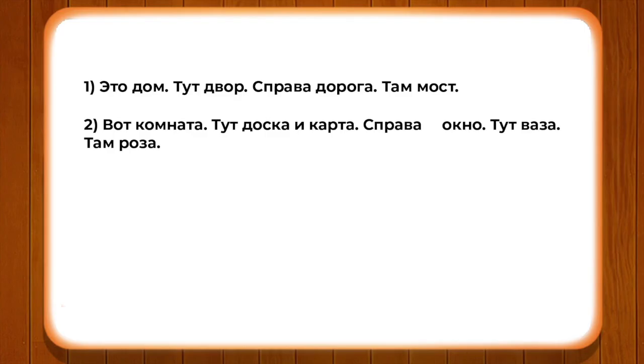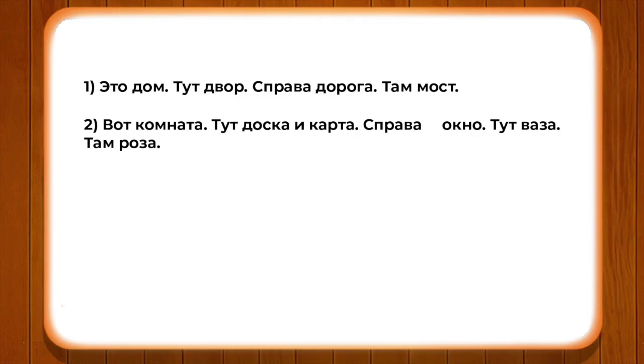Then we have "Вот комната," komnata means room, "тут доска и карта," doska means blackboard, karta means map, "справа окно," okno means window, "тут ваза," vaza means vase, which we just did in the previous part, and "там роза," rosa means rose. So, these are the words which you can combine together to make your own sentences. Here you can also see these sentences where we have used these words. All right, now let us go ahead and look at this important part.